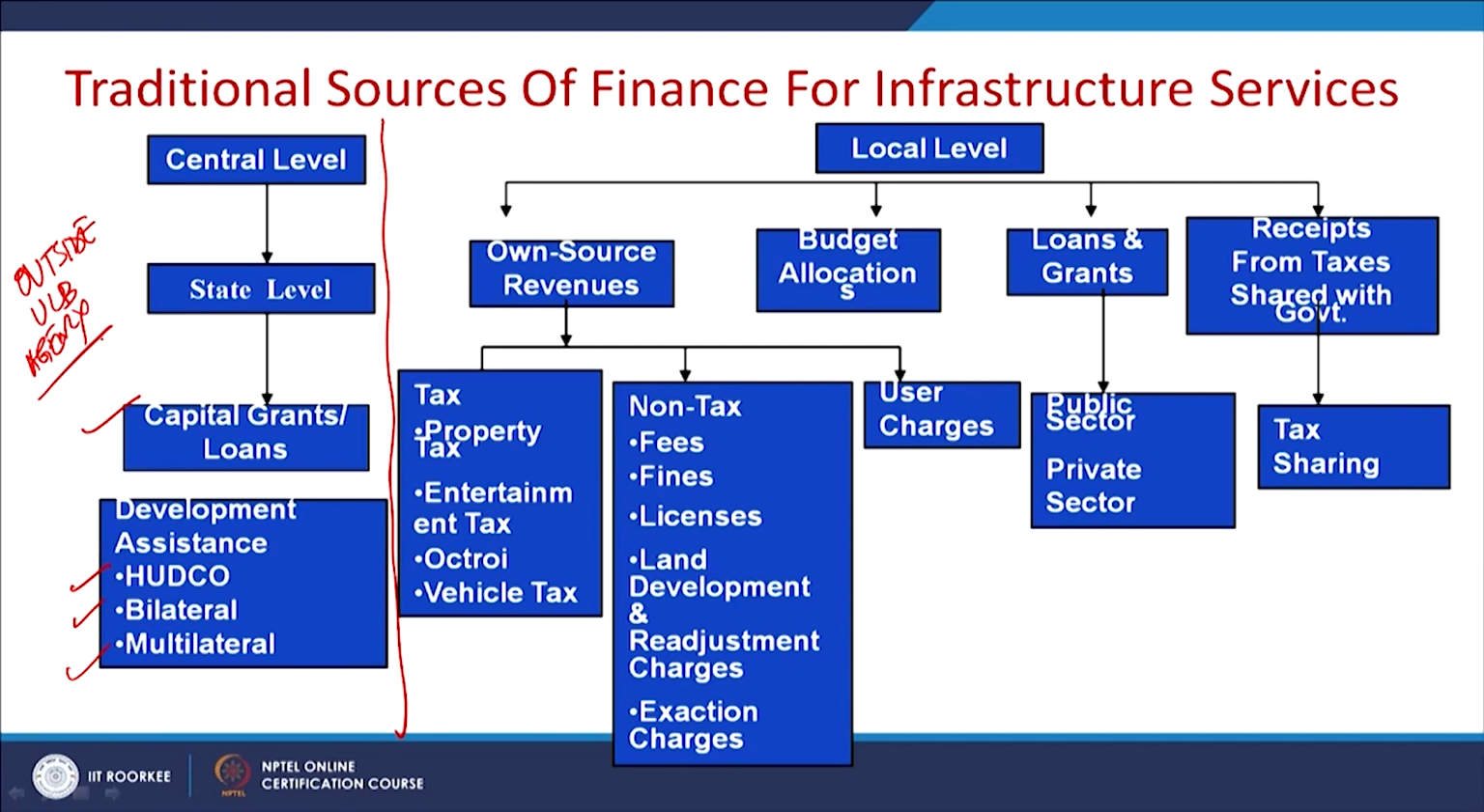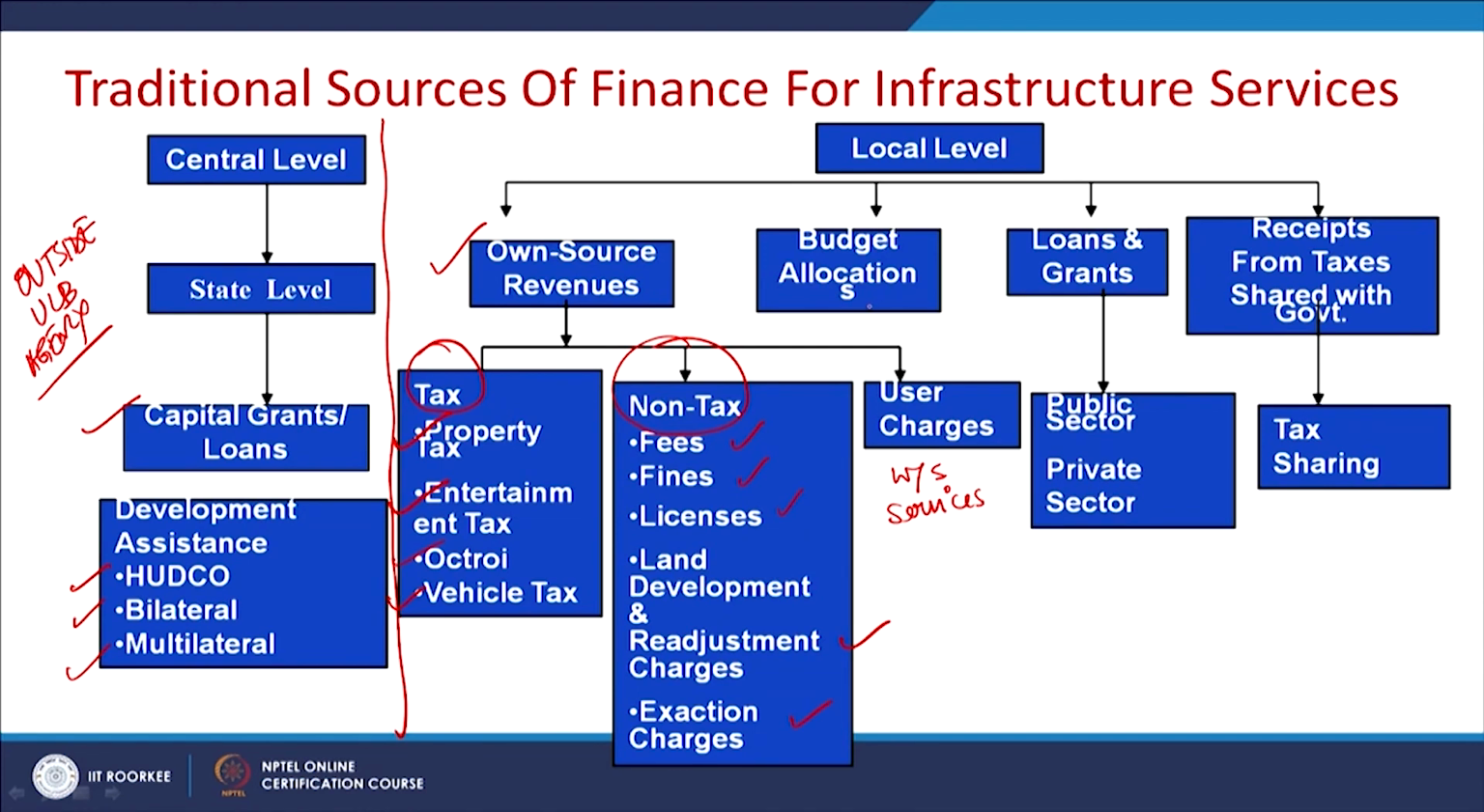Apart from that, at the local level we have various sources. One is own sources of revenue, of which one is tax sources and another is non-tax sources. Among tax sources, property tax is the most popular and most important. There could be entertainment tax, octroi, vehicle tax. Within non-tax sources there could be fees, fines, licenses, land development and readjustment charges, exaction charges, and user charges like water supply or other essential services.